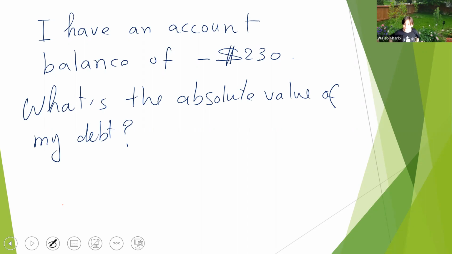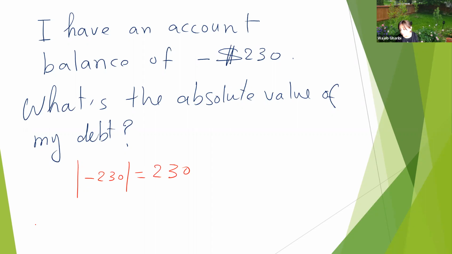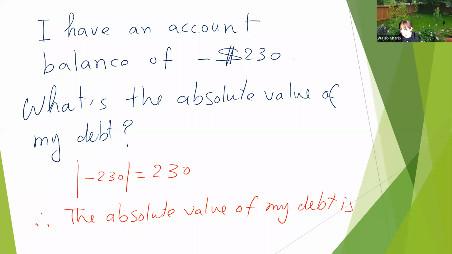Yes, how can we solve it? I have an account balance of negative 230, so the absolute value of negative 230 is positive 230. Therefore, we write like that: the absolute value of my debt is positive $230.